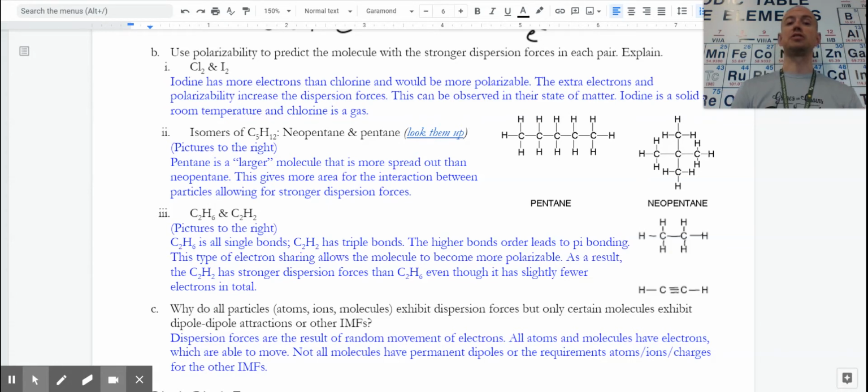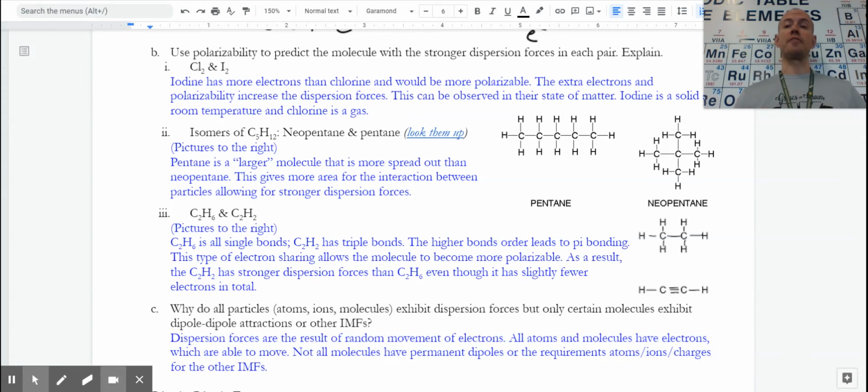That increases the dispersion forces, and this also turns into properties. At room temperature or under standard conditions, iodine is a solid, whereas chlorine is a gas. So definitely connecting these beyond just the prediction to a property that supports our prediction.